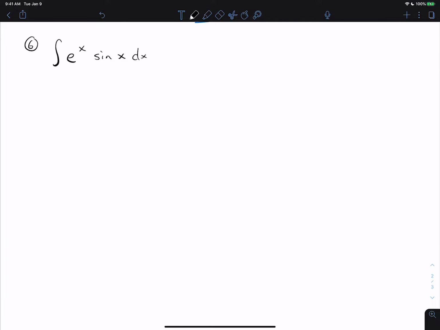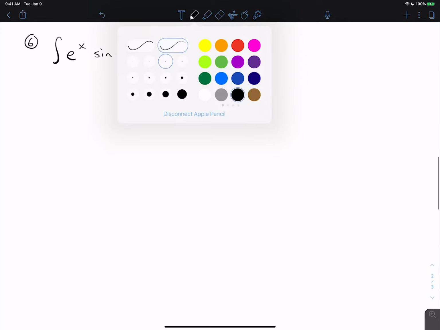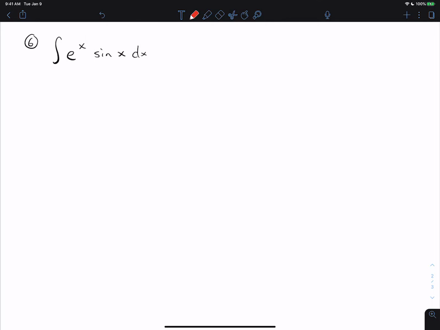In either case, whether we let e to the x be u or dv, you're going to take the derivative or the antiderivative, and in either case, you're going to get e to the x. When you do sine x, whether you take the derivative or the antiderivative, you're going to get cosine x, either with a negative or without, but you're going to get cosine x. As you continue to apply integration by parts, that's going to cycle sine, cosine, cosine. What that means is that it's not going to matter which setup we choose.